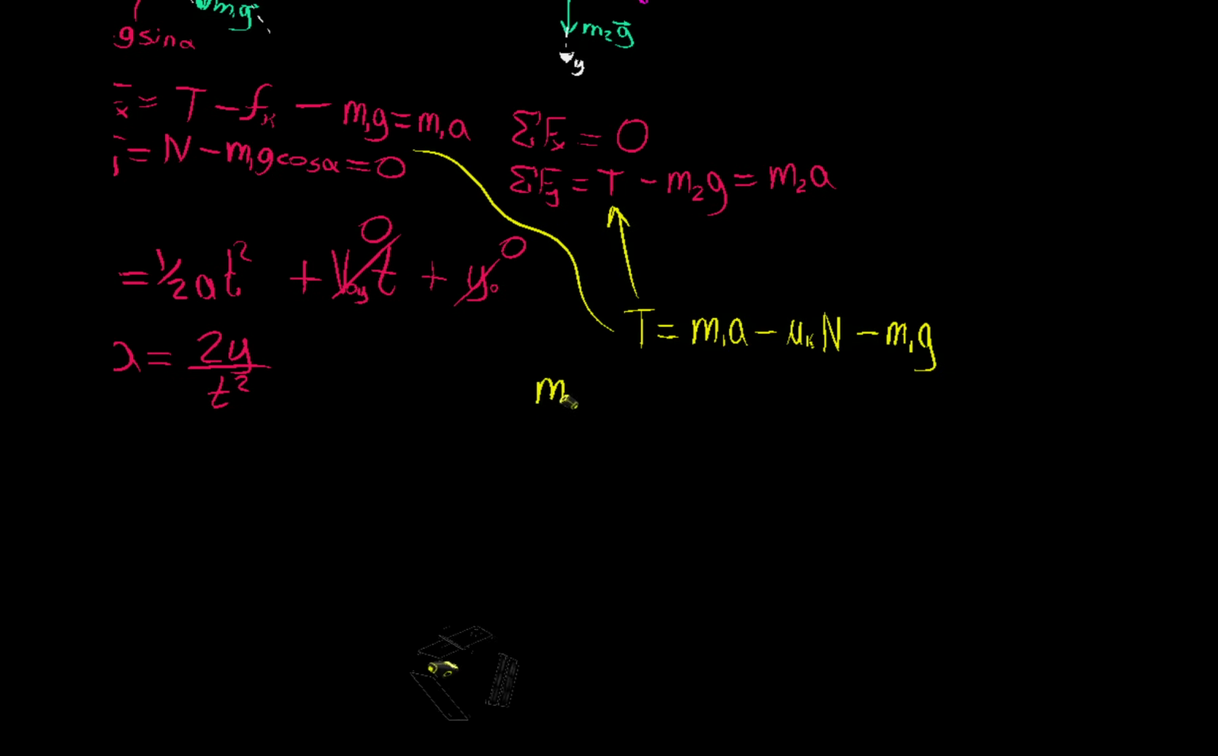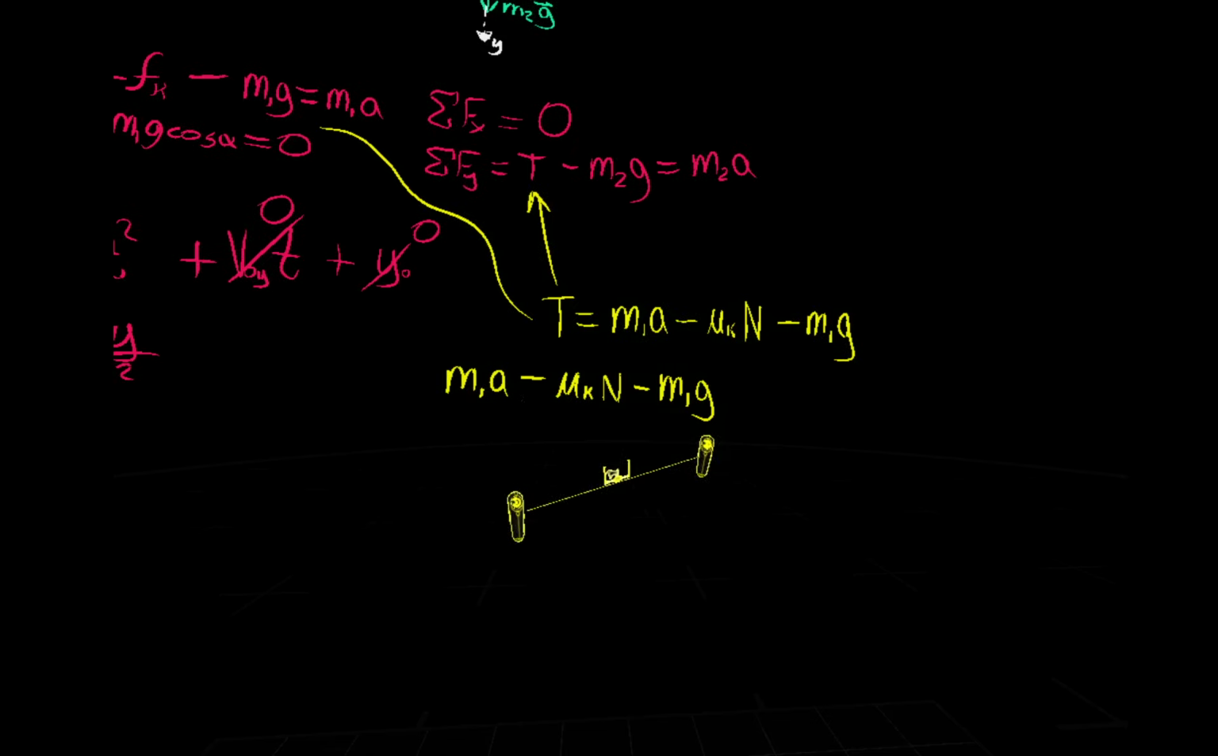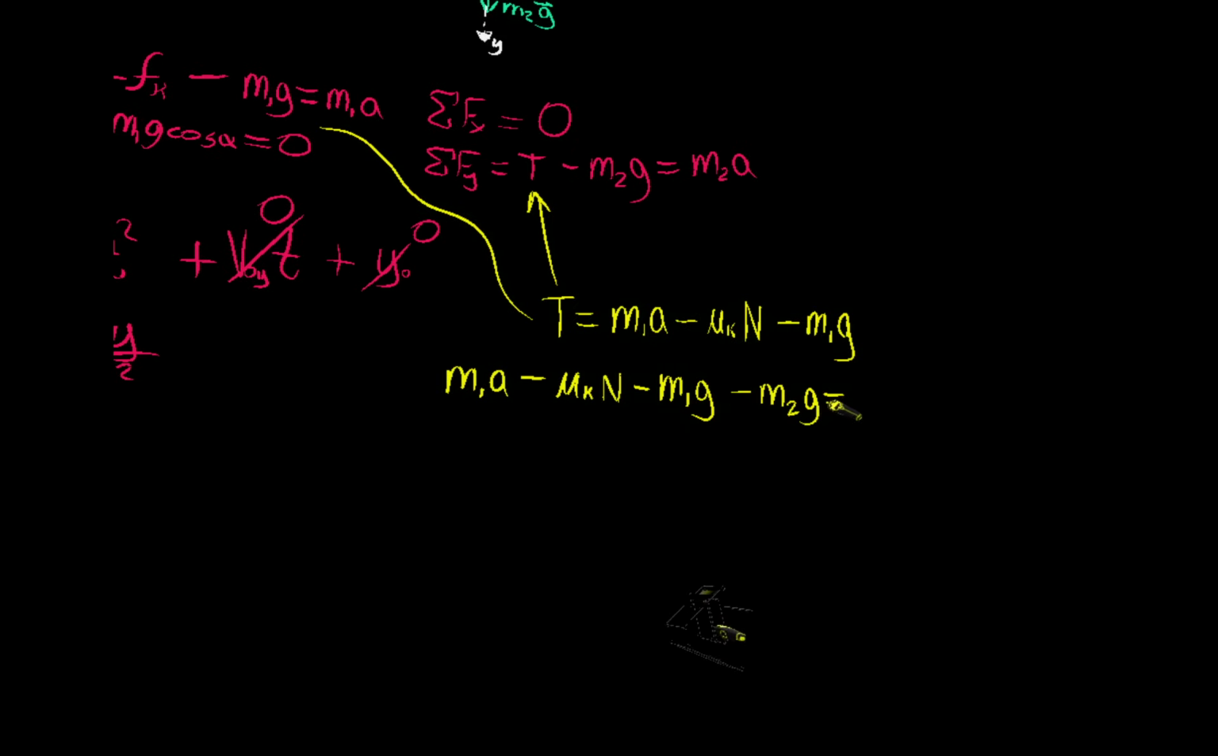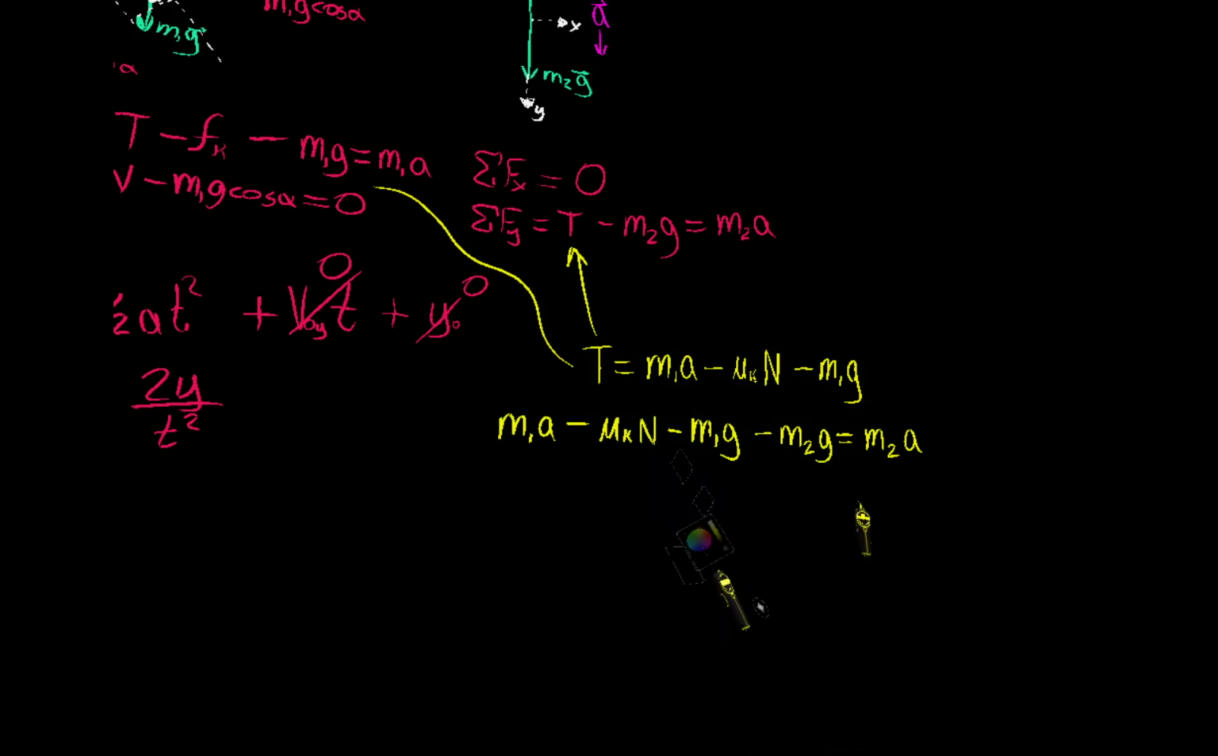And so we have m1a minus m2g. Oops. Let's write the whole thing out, huh? Mu sub k n minus m1g minus m2g is equal to m2a. Do you see what we've done? We just solved this one for t. We got that, and then we plugged it in here, and now we have this big long expression.